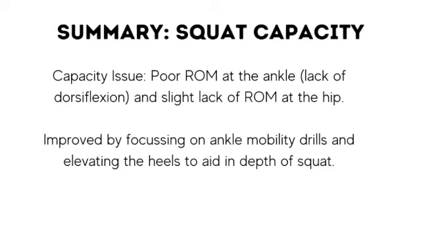In summary, the capacity-based issue with this athlete was a poor range of movement at the ankle and a slight lack of range of movement of hip flexion. We improved this by focusing on ankle mobility, in particular dorsiflexion and squat depth, which on a whole improved.